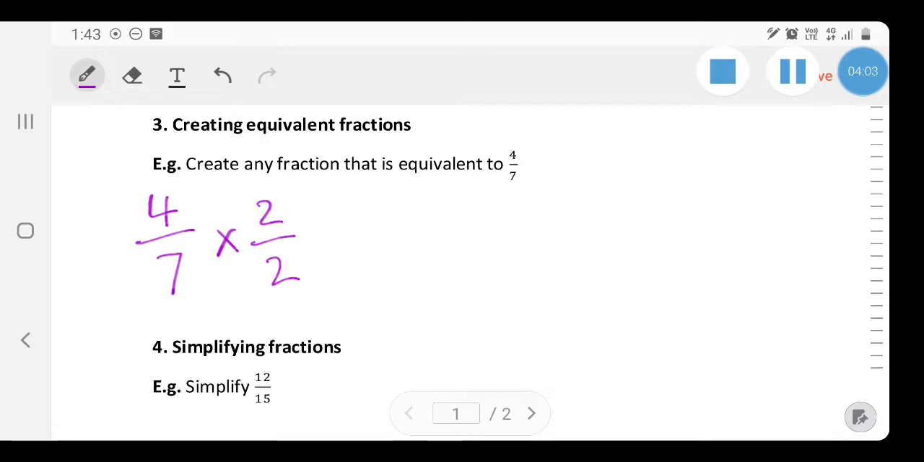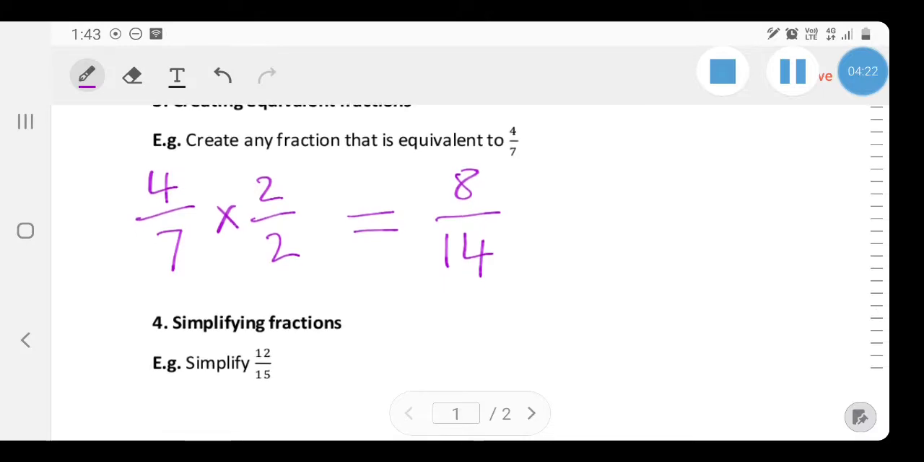To multiply fractions, we simply multiply the numerators. 4 times 2 is 8. And we multiply the denominators. 7 times 2 is 14. There we go. We've created an equivalent fraction. And like I said, there are infinitely many ways that you can do that.